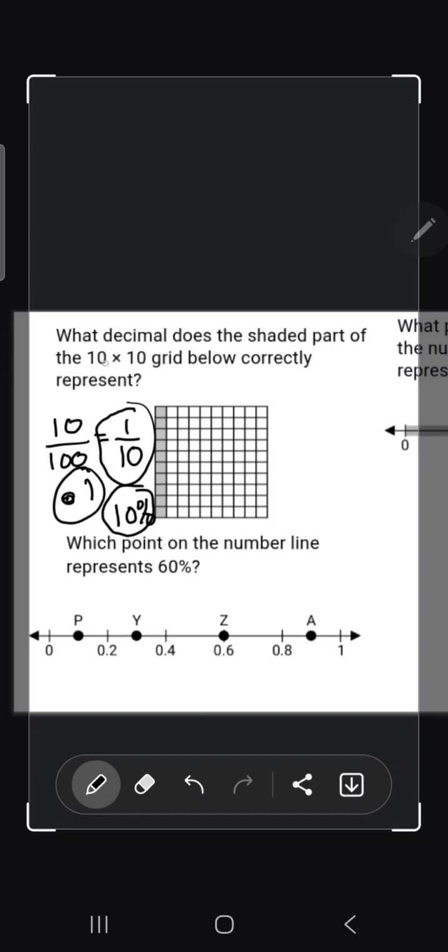Now you just have to answer the right question. They said, what decimal does the shaded part represent? Well, that would be 0.1 would be the answer for this. The number line, we're looking at 60%. And we know that 60%, if you divide by 100, would give you 0.6 as a decimal. So that would be Z.